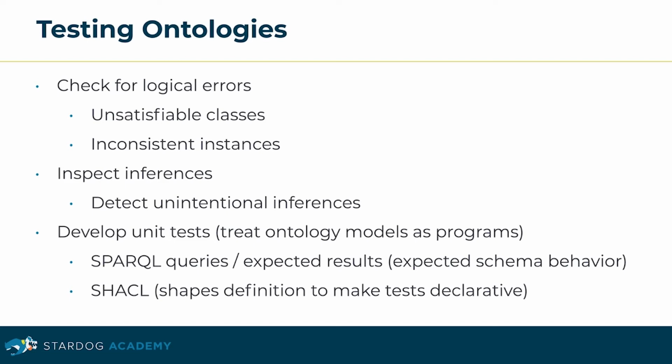Unit tests can be developed as SPARQL queries, where we have a number of expected results as part of the SPARQL query results. In such a case, we basically check an expected schema behavior. But we can also use SHACL, the Shapes Constraint Language, to define shapes that make the test more declarative.